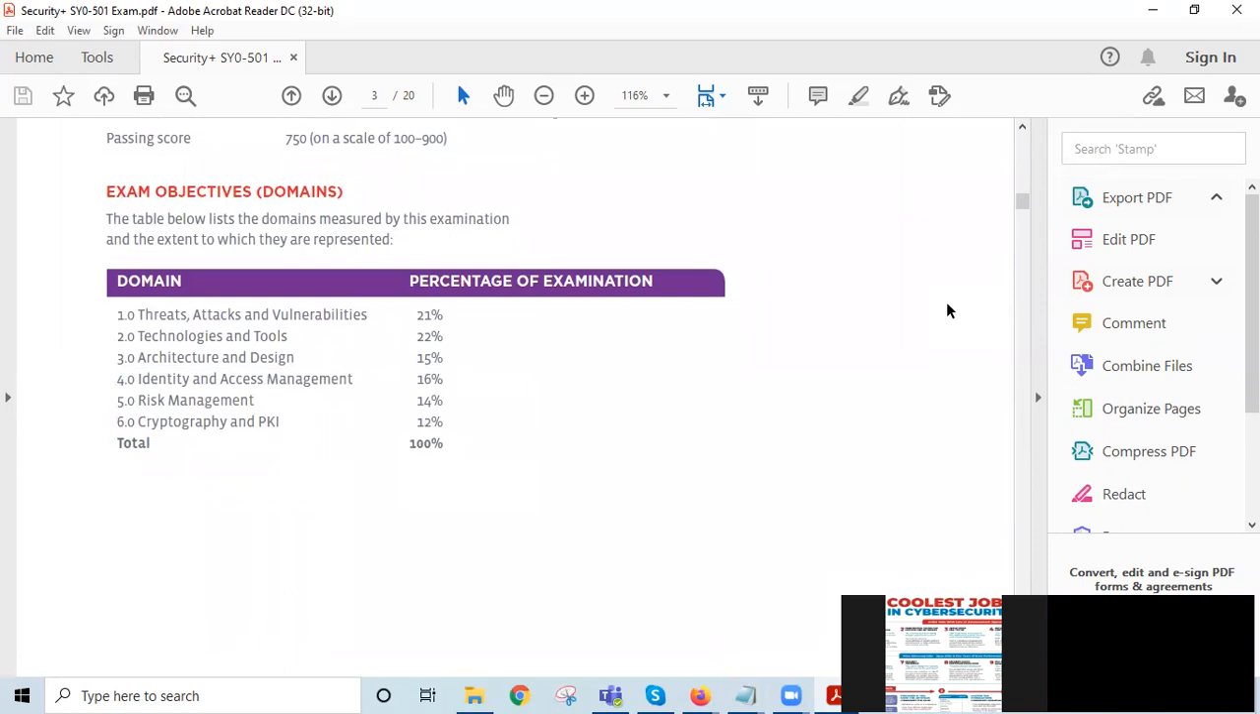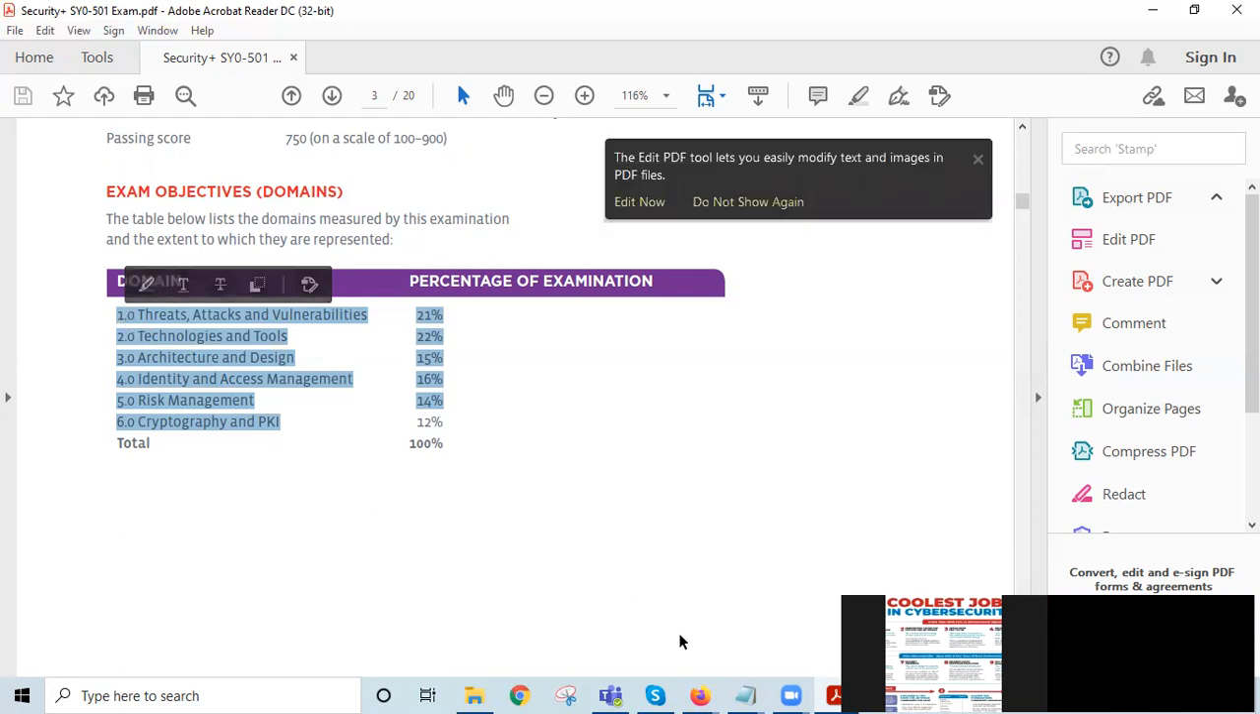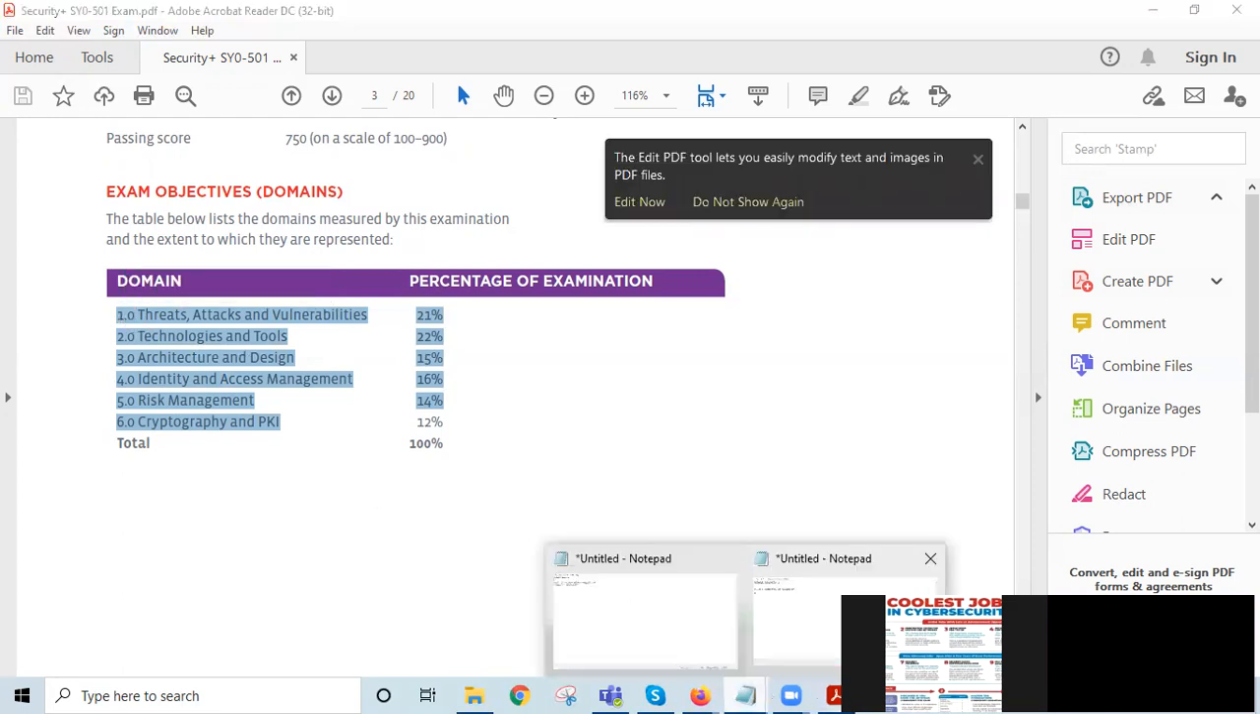We're talking about threats, attacks, and vulnerabilities. We're talking about technologies and tools, which tools you're going to work in. We're talking about architecture and design, identity and access management, risk management, and cryptography and PKI. So that is why I'm saying we will understand all the concepts first of all.